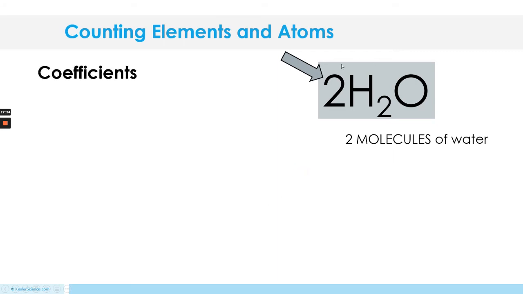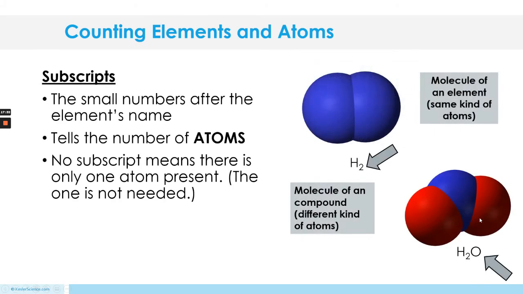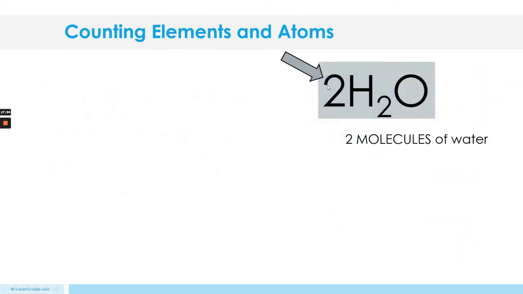Alright, so now I add this big number right here. This is number 2, in front of H2O. I have H2O, which is water, which we have right there, right? 2 H2O means I have 2 molecules of water. So H2O is a molecule, I just have 2 of them.